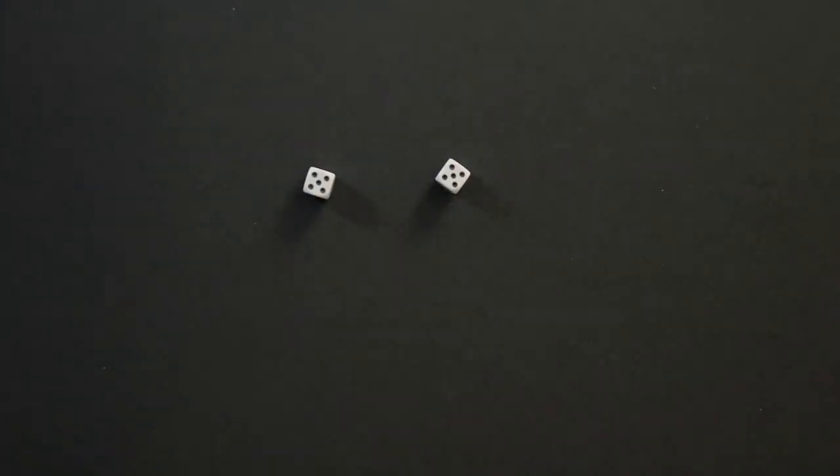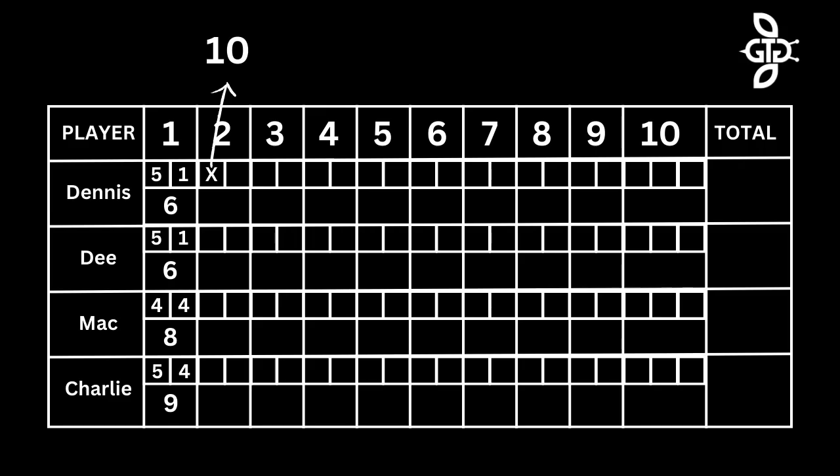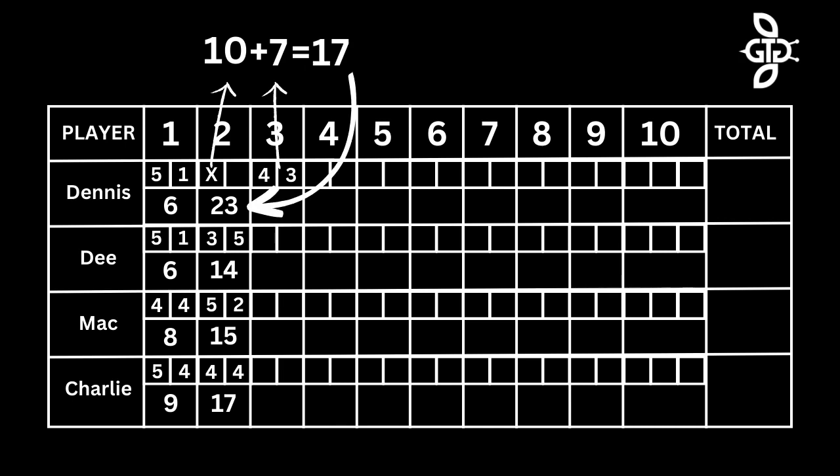If a player rolls two fives on their first roll, it is considered a strike. The player will score 10 points plus the value of both their dice in the next frame. Here, this player got a strike and on their next frame rolled a 4 and a 3. The 4 and 3 are added to the 10 points for the strike to score 17 points for frame 2.